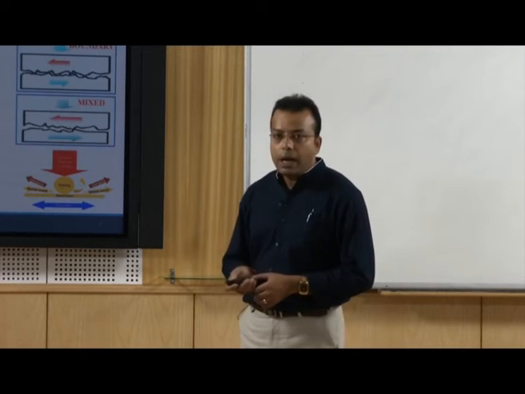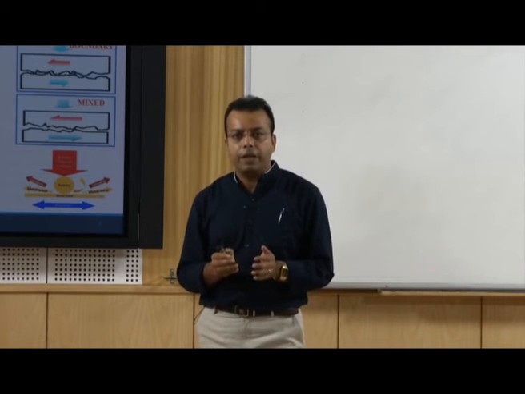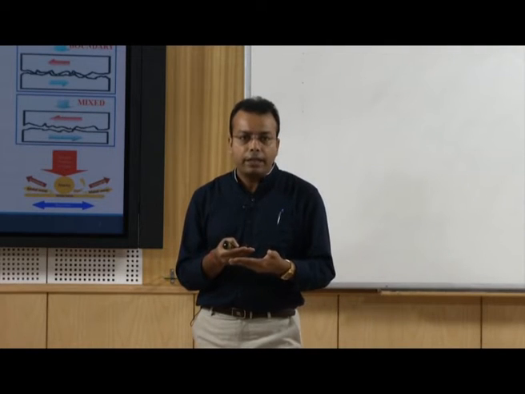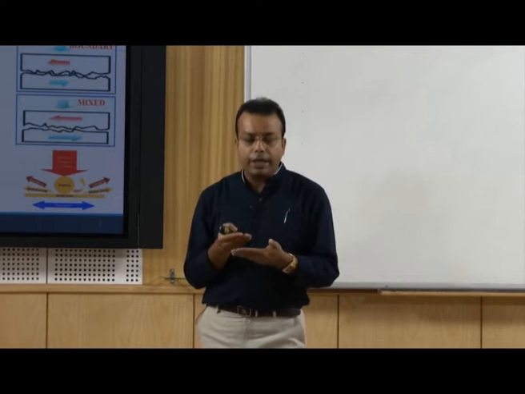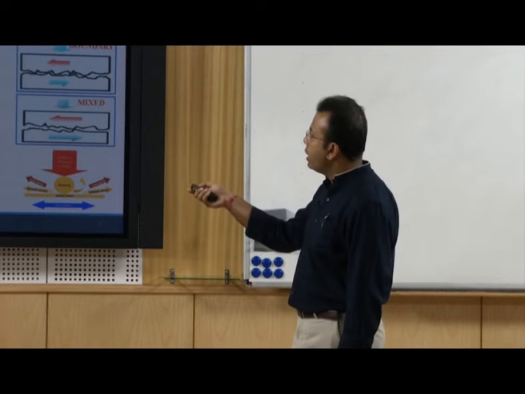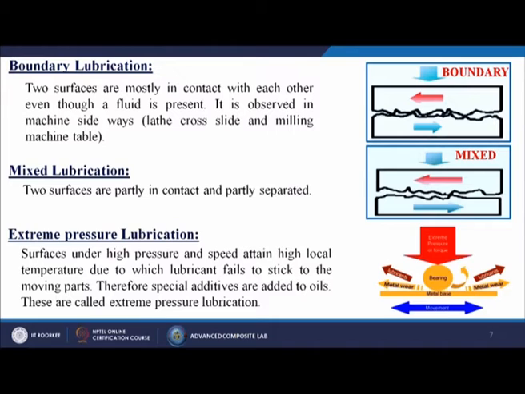First one is called boundary lubrication. It is the common type of lubrication system we generally adopt in our daily life. The parts may not contact directly; they contact through the lubricating oil. So, two surfaces are mostly in contact with each other even though a fluid is present. It is observed in machine slideways, lathe cross slide, milling machine table. Either there is a film in between them or the parts are in direct contact, but still the lubricating film thickness is very small.